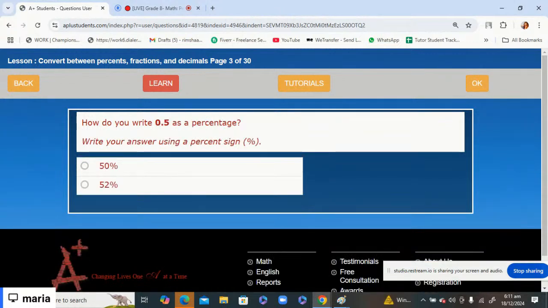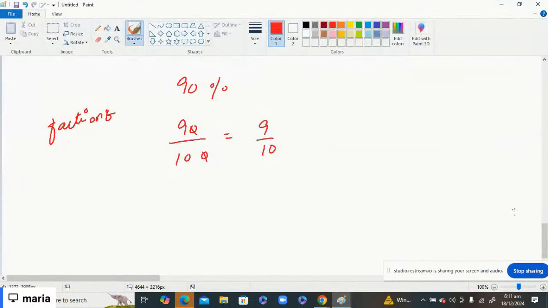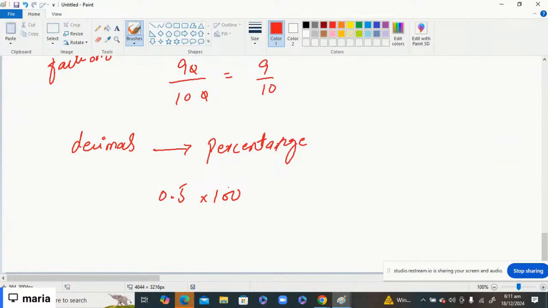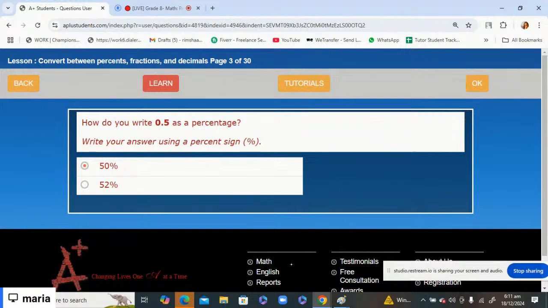How do you write 0.5 as a percentage? Look here. If some number is in the form of decimals, and they are saying convert it into a percentage, for example here is 0.5, you are going to multiply with 100, and that is 50. So here is 50%.